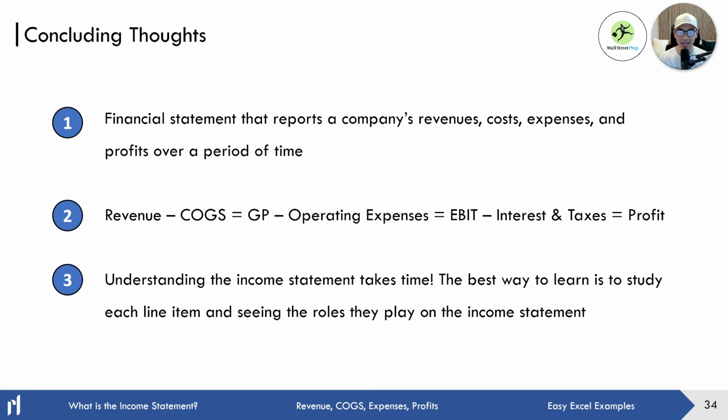And something that I just think is very important to memorize is the income statement core line items, which is your revenue minus your cost of goods sold, which gets you to your gross profit. Then you subtract out your operating expenses, which gets you to your EBIT. And then you subtract out your interest and taxes, which get you to your profit. So something that I think if you're in finance, you just really need to memorize.